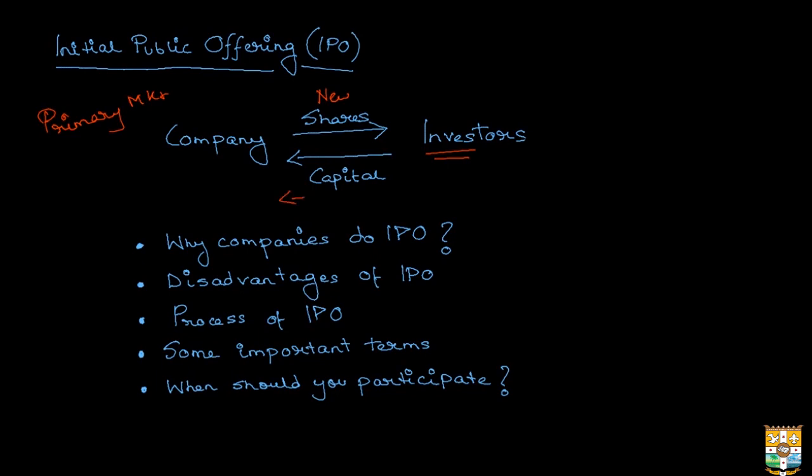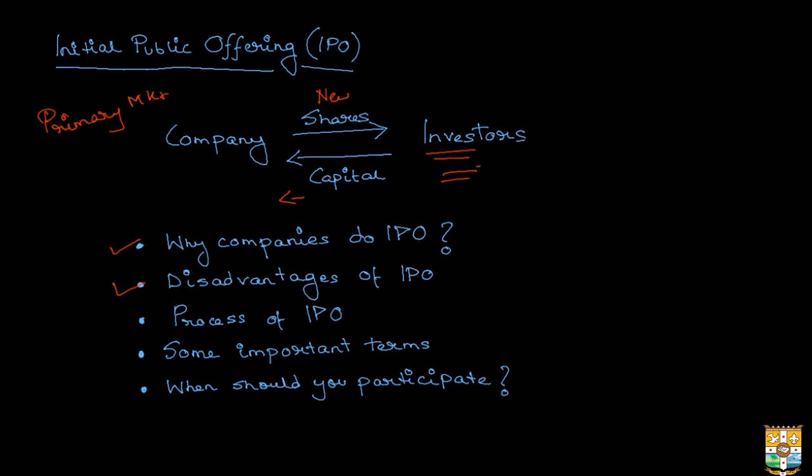Now, we are going to look into some important questions while we cover this topic of IPO. We're going to look into the reason why companies do IPOs, because if a company needs capital, it can always go to the bank and ask for a loan, right? Why does it need to go directly to investors to raise capital? Well, there are some advantages of doing that, and that is what we are going to cover in the future videos. Then we're going to talk about some disadvantages of doing an IPO. Of course, there are some disadvantages, and we would like to point out what they are.